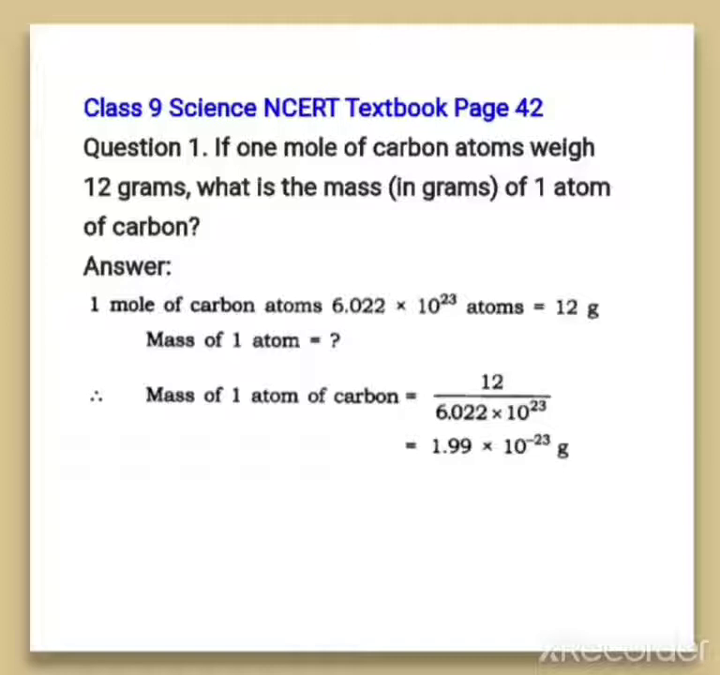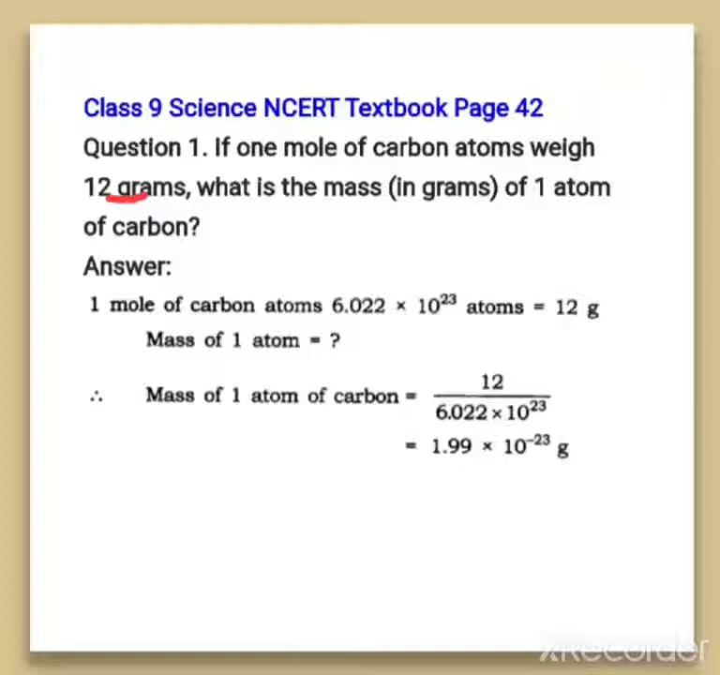As we have already discussed, the mass of 1 mole of any atom is equal to its gram atomic mass. So here carbon has a gram atomic mass equal to 12 gram. That is the mass of 1 mole of carbon atoms, which is 12 gram, given in the problem. But we need to find out the mass of 1 atom of carbon.